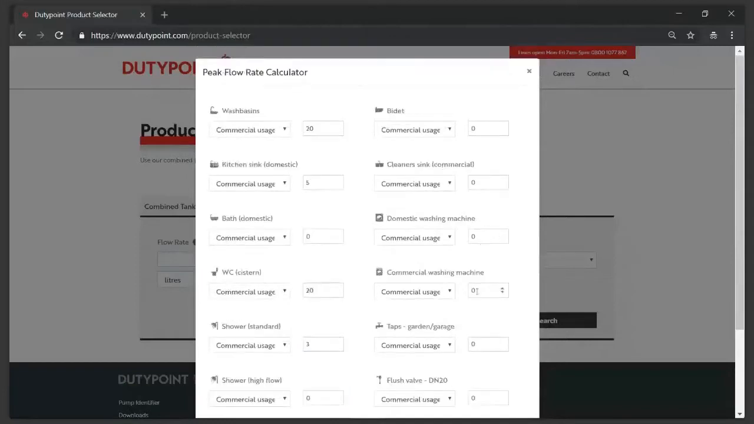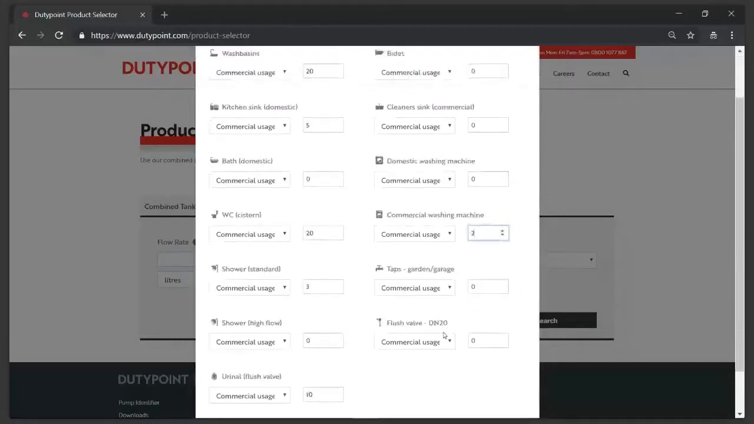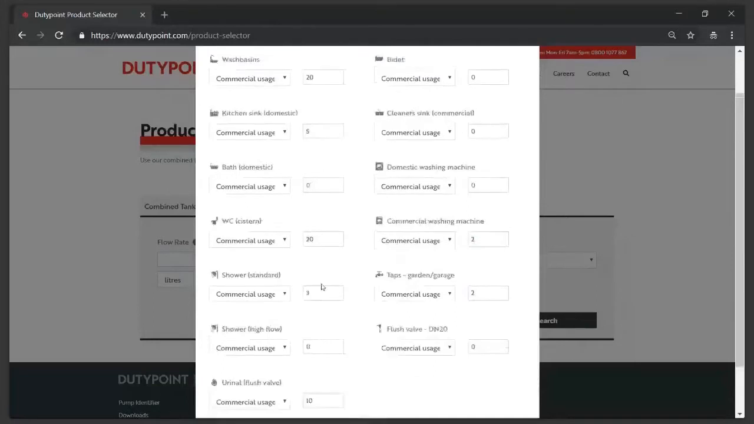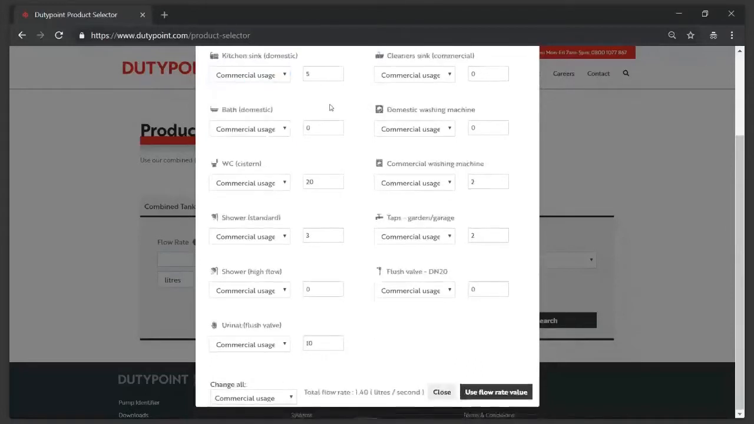Let's say 2 commercial washing machines, maybe a couple of outside bib taps. So just an example. That's not based on any specific project, but if we imagine a primary school, it would probably be something like this. You've also got the option to say commercial usage, domestic usage, or low usage, half user one. So commercial usage is typically what we're looking at. Click a button there, and that is loaded into the calculator.